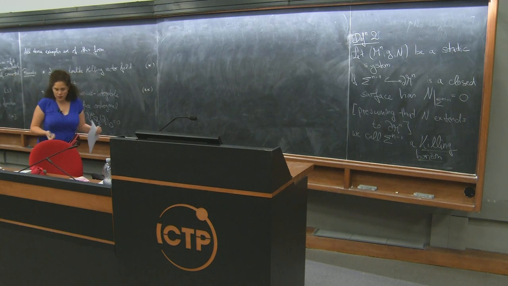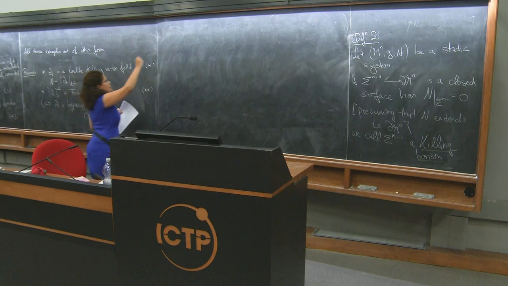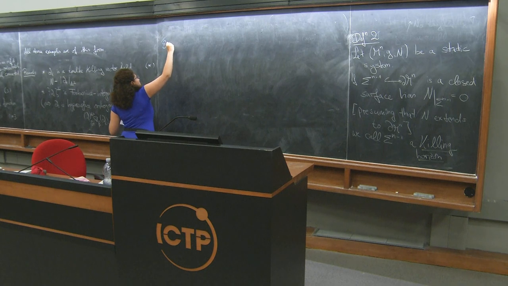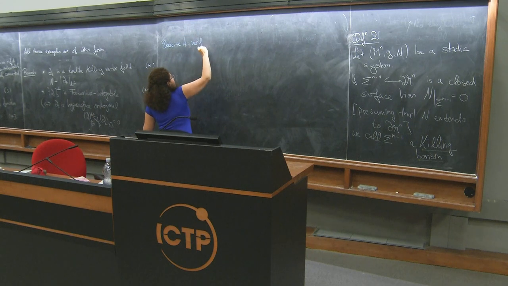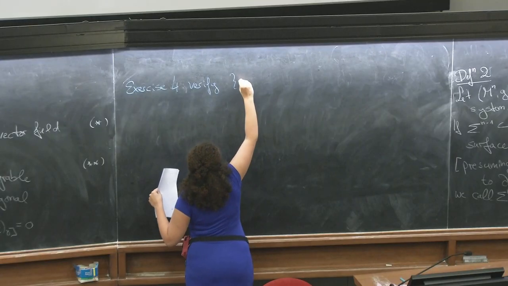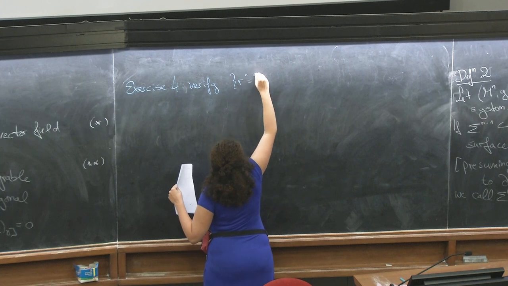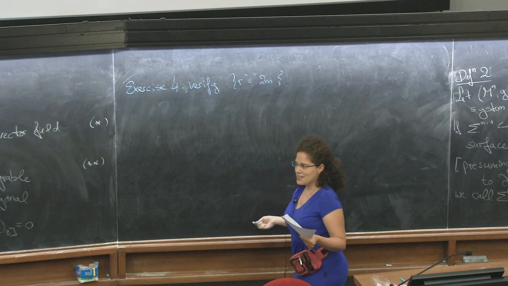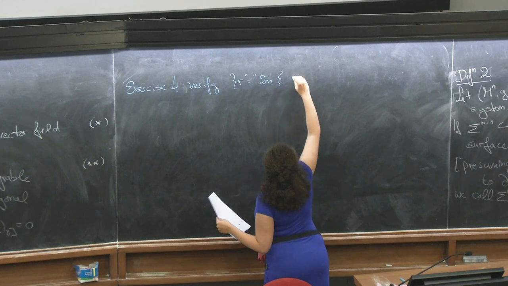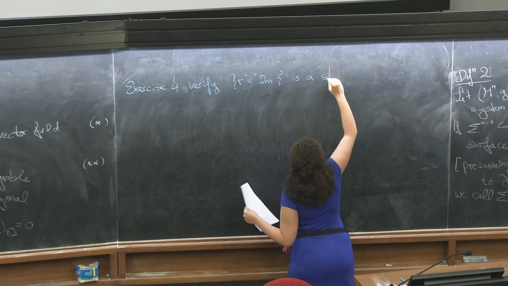So if you want to do another example, another exercise? Number four, verify that r equals 2m, and I'm writing quotation marks because this is not part of the system, is a static black hole horizon.